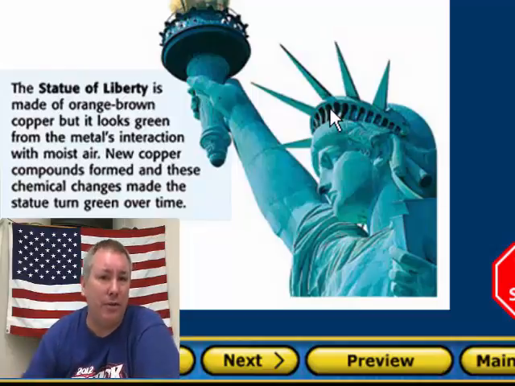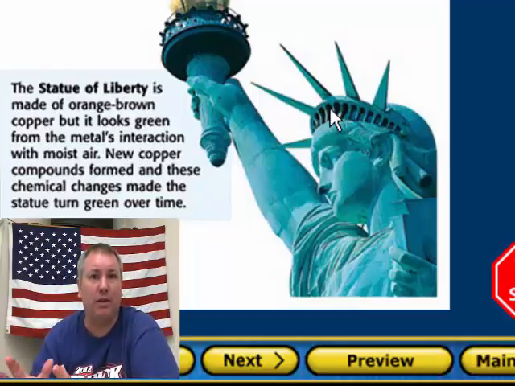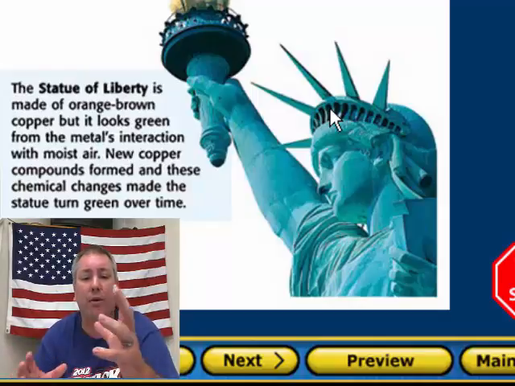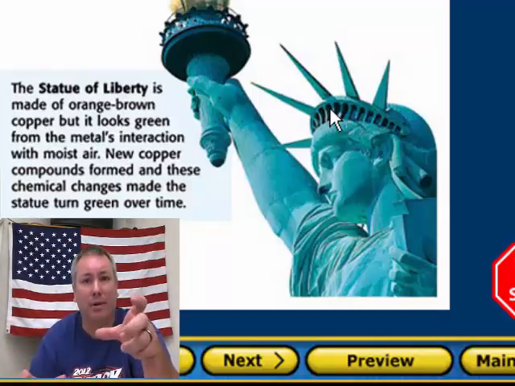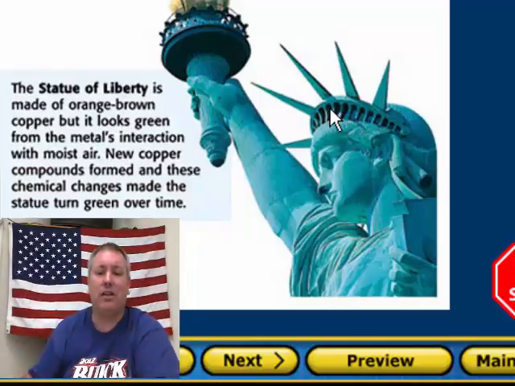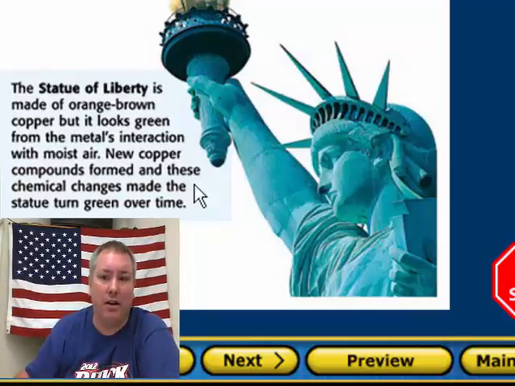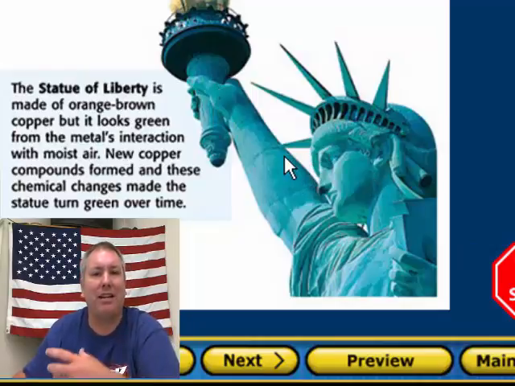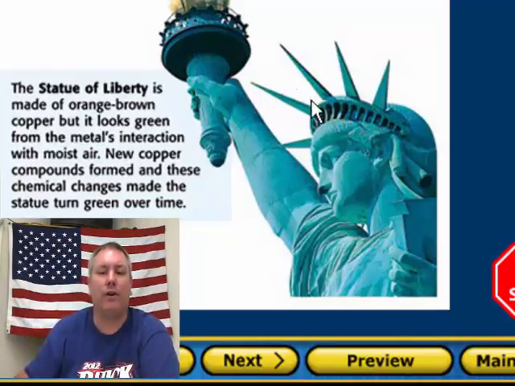Now, the Statue of Liberty, when it was originally designed and built, it was actually an orange-brown color because of the copper that it was made from. But over time, copper's reactivity with oxygen changed the patina, the color of this, to green. So now we always think of the Statue of Liberty being green, but in reality, it actually looked like a penny when it first came to us.